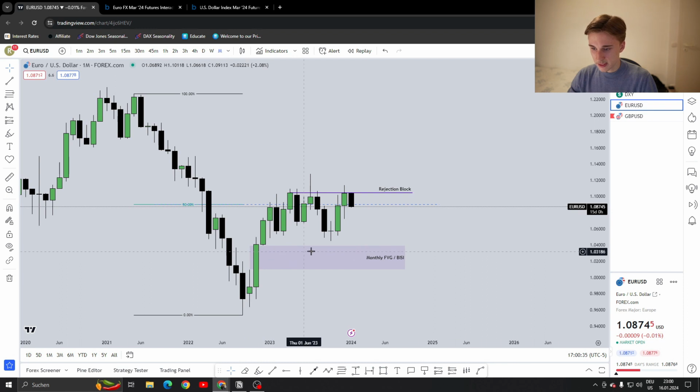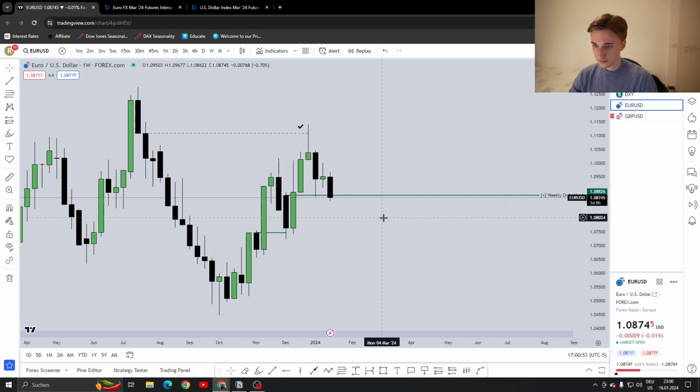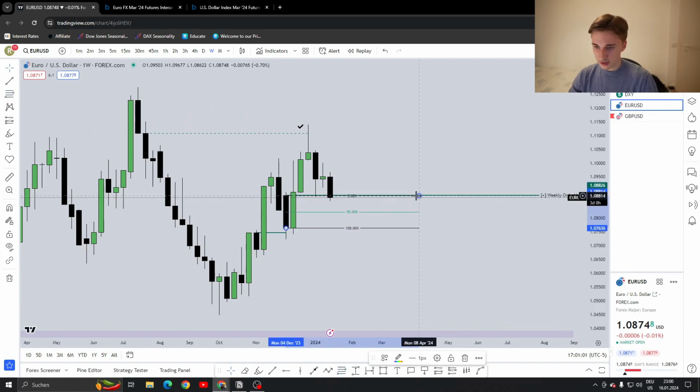On EURUSD, we have this monthly fair value gap, the BISI right here. We also traded up into the rejection blocks and are rejecting them. As you can see right here, we also filled the remaining fair value gap, filled it perfectly and traded lower. Our last line of defense is this weekly order block. We also have the 50% of it. Just look how it reacts if it trades down there.